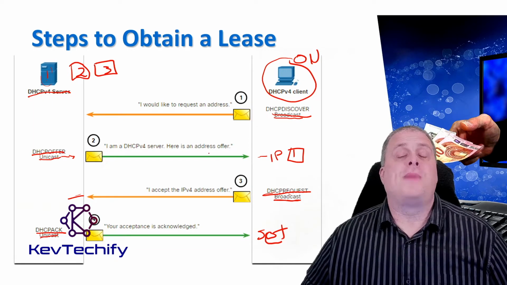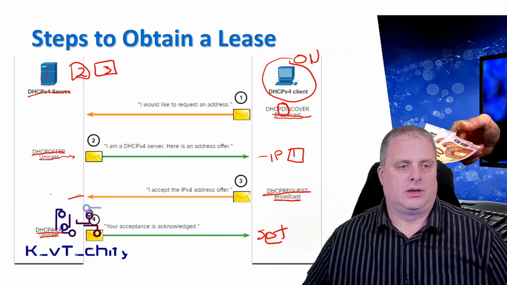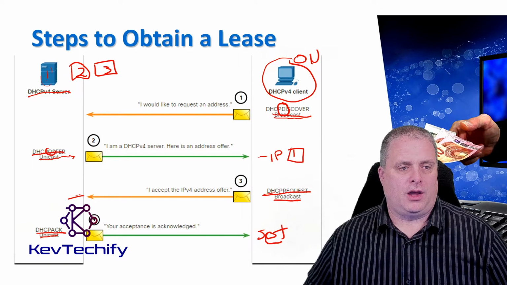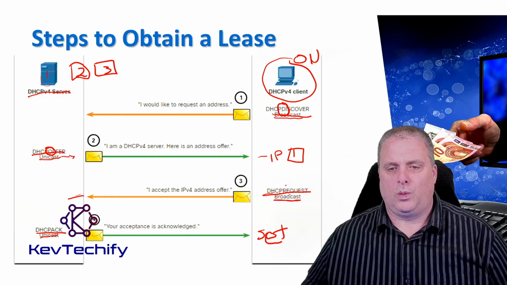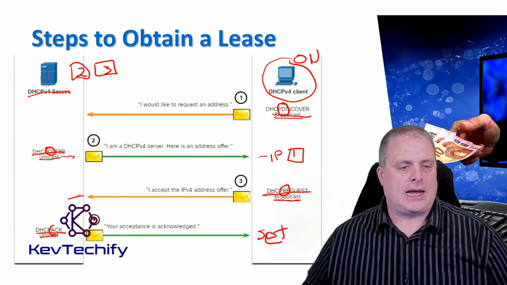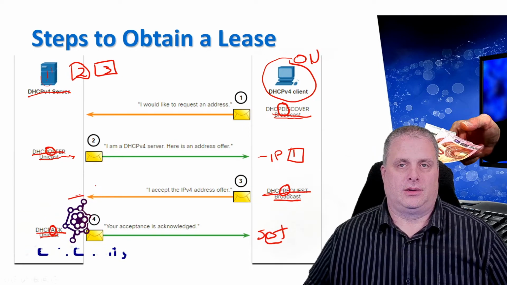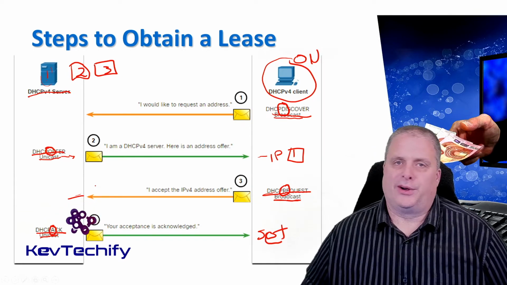Now, how do you remember that process? Well, we have the discover. We have the offer. We have the request. And we have the acknowledgement. We have a D, an O, an R, and an A. Dora the Explorer.